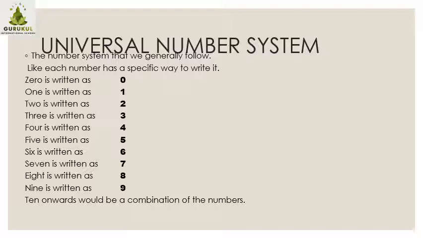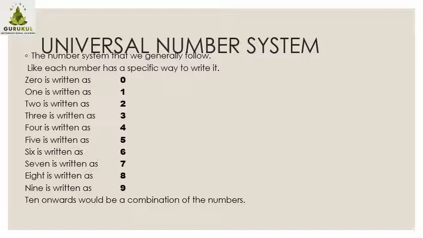So how is 10 written? Everyone knows, 1 and 0. That becomes 10. Then 11, 1 and 1. Then 12, 1 and 2. Like this, and so on. You can make 3-digit, 4-digit, or any number of digit number by combining these 9 numbers. 9 means actually it is 10 numbers from 0 to 9. These are combined to form different numbers.